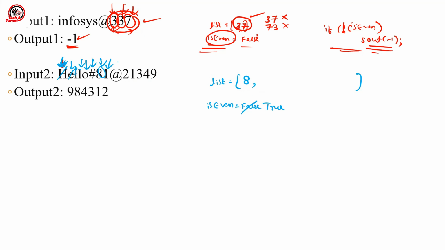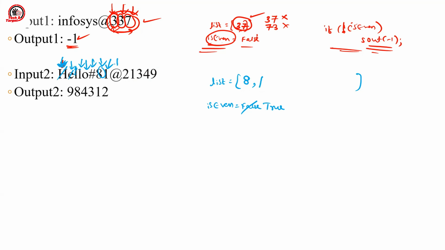Now we'll move on to the next character, which is 1. Now 1 is again a digit. So whenever you come across a digit, what you have to do is check whether the list contains that element or not. Now we see that 1 is not present in the list, so we will add 1 to the list.